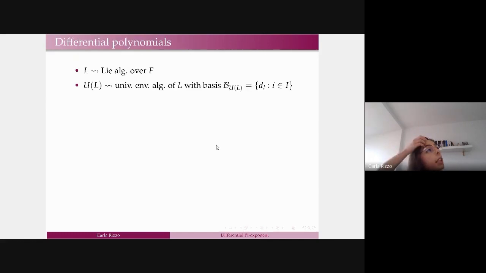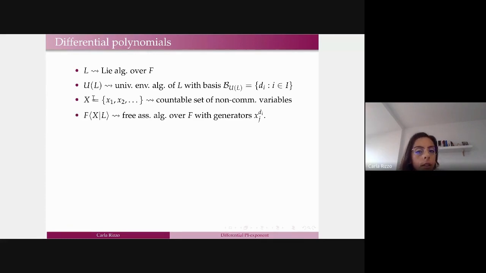Okay, so finally we can define the differential polynomials. To define the differential polynomials, we need a free object that takes into consideration that we have this structure of derivation. We have derivation also. So we consider the algebra L, its universal enveloping algebra UL with PBW basis. And then we consider a set X of countable non-commutative variables. And then we consider the free associative algebra over F with generators x^(d_i), where x is an element of our set X, and d_i is an element of the basis of UL.